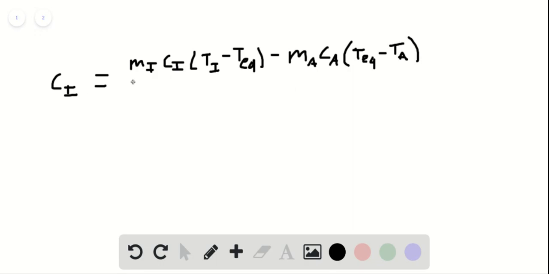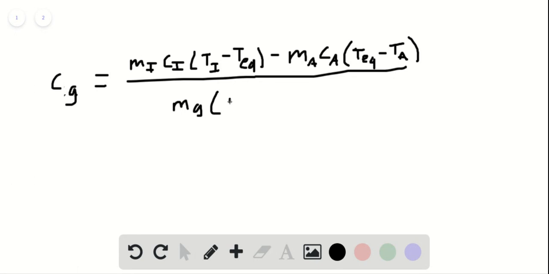And then all of this is going to be divided by what was multiplied by C sub G. That's what we're solving for. So all of this is going to be divided by what was originally multiplied by C sub G, right, to get C sub G by itself, which is the mass of G, M sub G, multiplied by the temperature gain of the glycerin. Temperature in equilibrium minus original temperature of the glycerin.